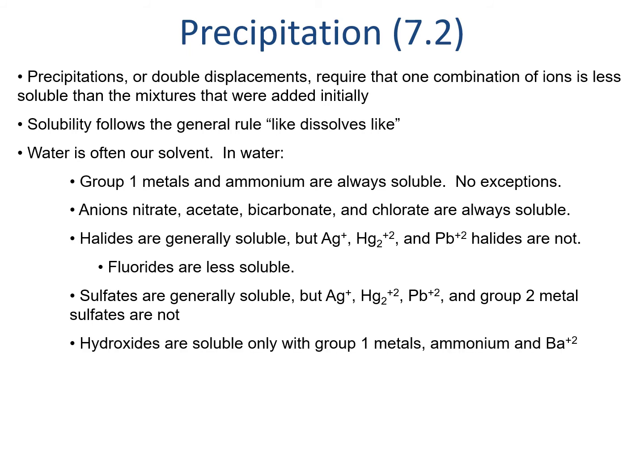Hydroxide can form very strong bonds with many metals and are generally not soluble except for the group 1 metals, which we already said are always soluble, and also barium +2, so barium hydroxide is soluble.